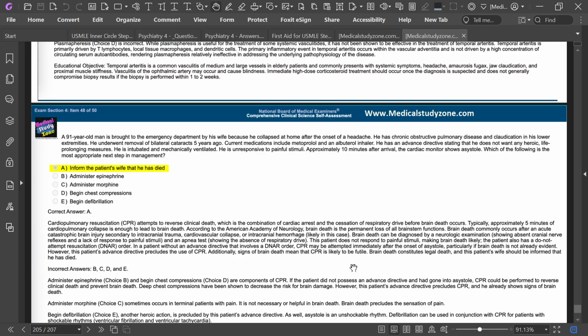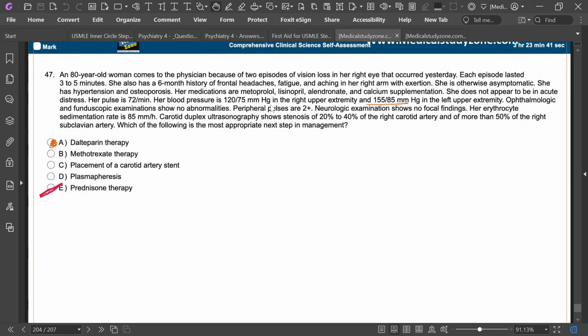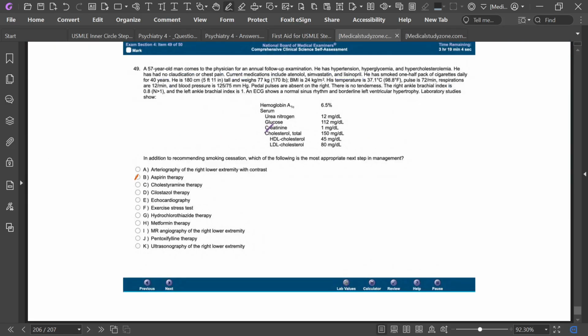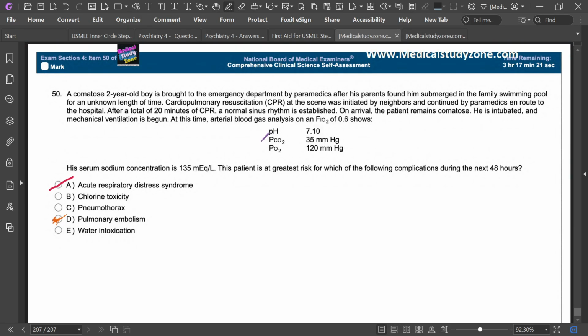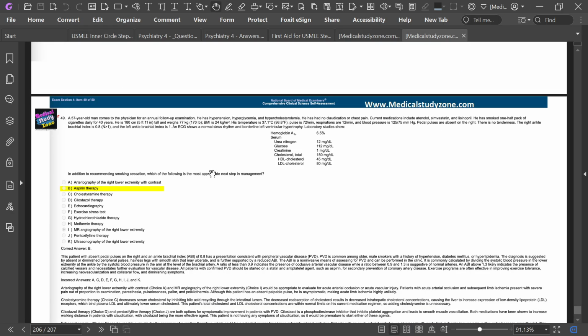Okay. Next. A 57-year-old man comes to the physician for annual follow-up. He has hypertension, hyperlipidemia, and hypercholesterolemia. He has had no claudication or chest pain. Current medications are atenolol, simvastatin, and lisinopril. He has smoked for 40 years. BMI, temperature, pulse, respiration, and BP are normal. Pedal pulses are absent on the right. There is no tenderness. The right ankle brachial index is low at 0.8, and the left ankle brachial index is normal, about 1.